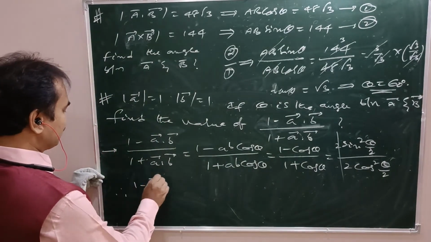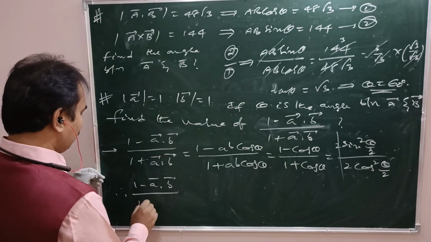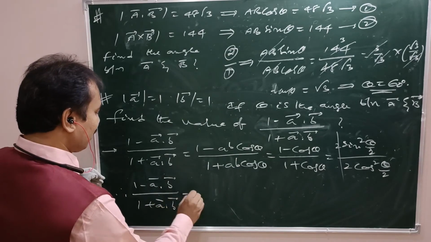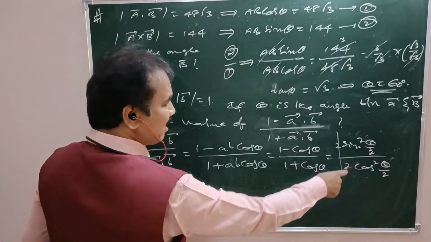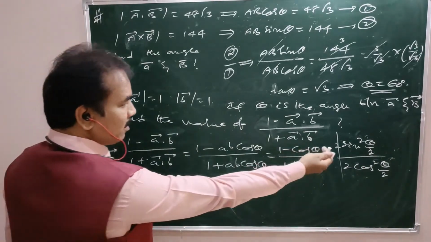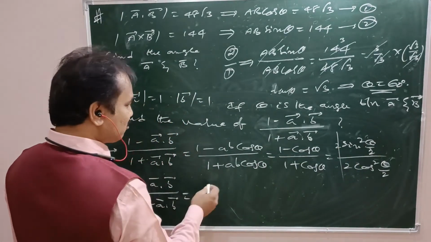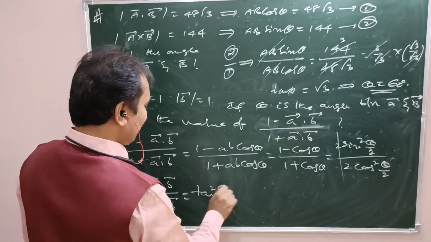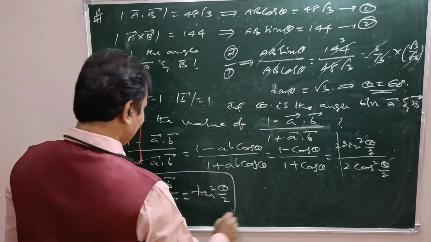Therefore 1 minus a bar dot b bar by 1 plus a bar dot b bar can be written as sin square theta by 2 over cos square theta by 2, means the ratio of these two, tan square theta by 2. This is the ultimate result.